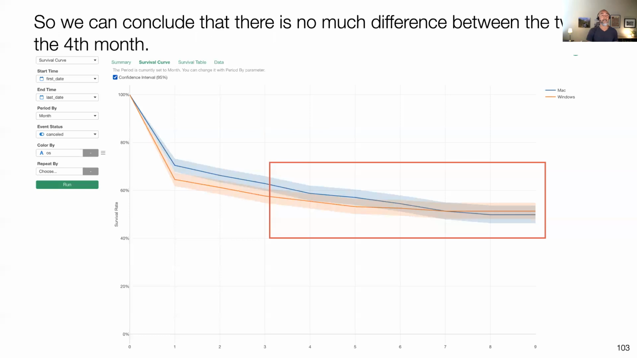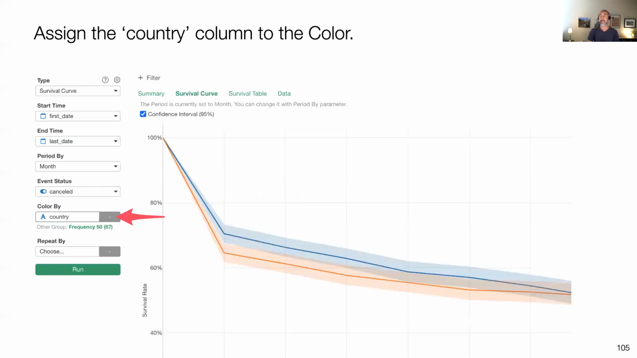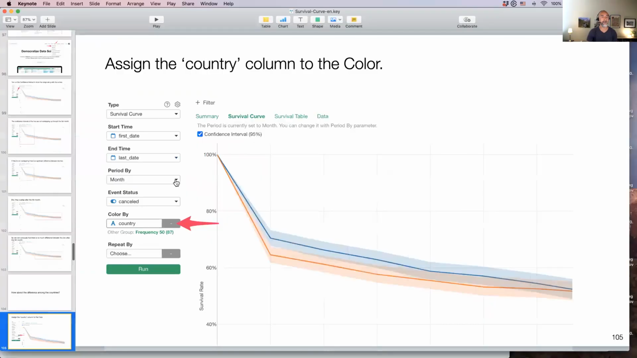Okay. And then how about the difference among the countries? Let's look at another one.